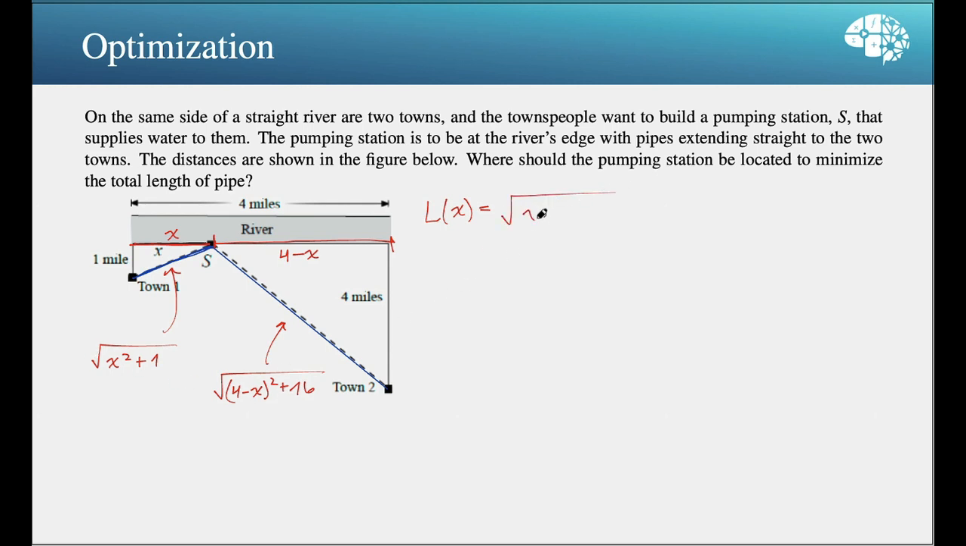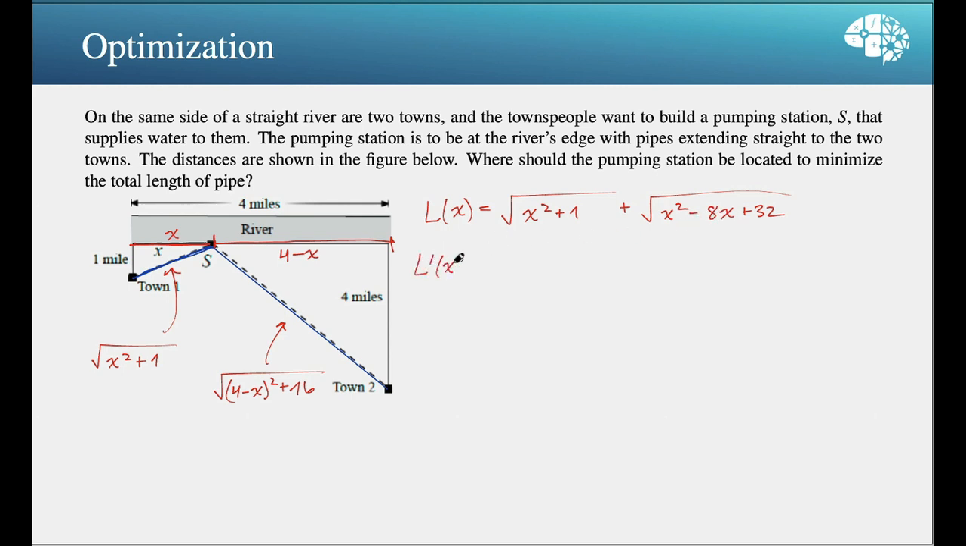So the total distance, L, as a function of x, is the sum of those two things. So the square root of x squared plus 1 plus the square root of, and then I'm going to go ahead and multiply this out. We've got an x squared, we've got a minus 8x, and then we've got plus 16 plus another 16, so plus 32. Okay, that's our function, the length as a function of x. And we're trying to find the minimum length, and so we're going to take the derivative of this.